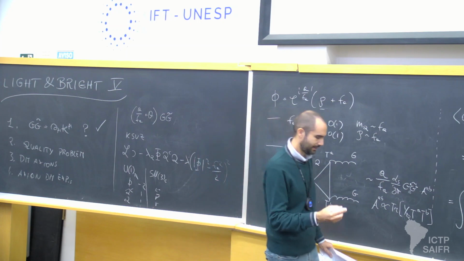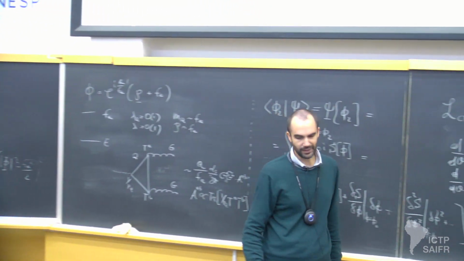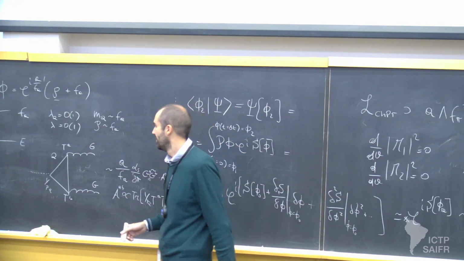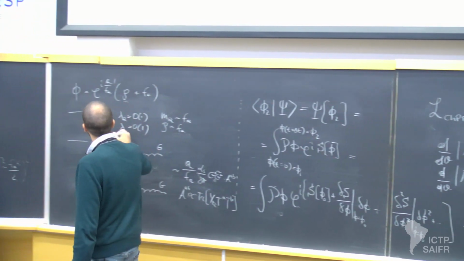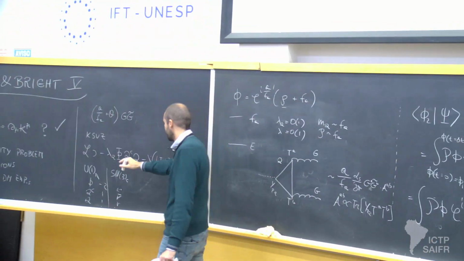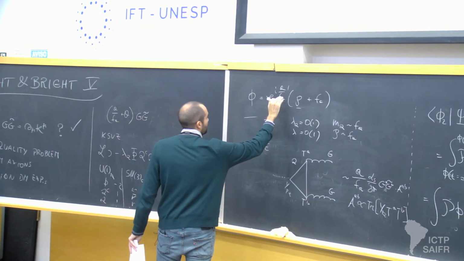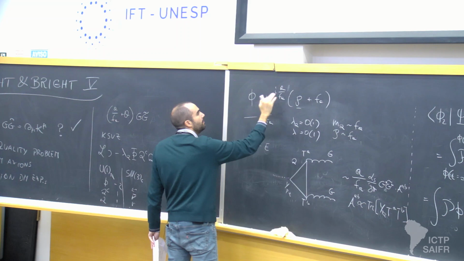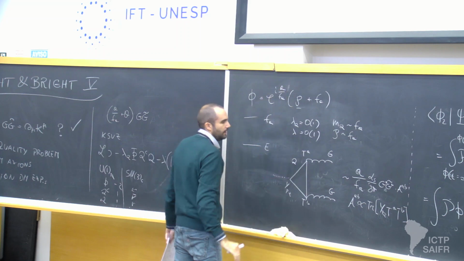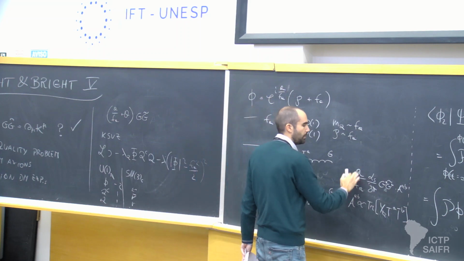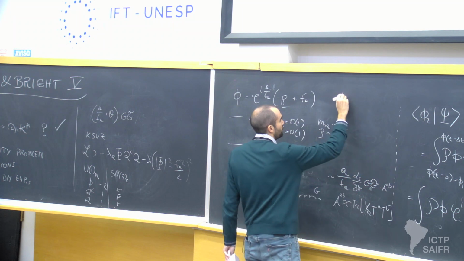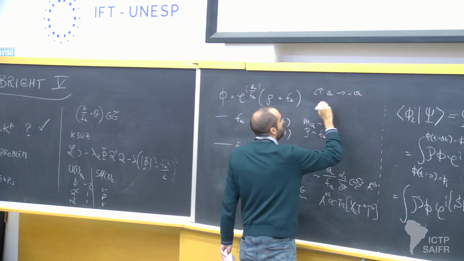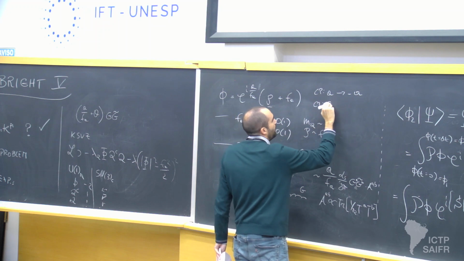Well, this is the result of the calculation. You could have guessed it from CP invariance. If you assume that all couplings are real, then if phi was CP even, the scalar is CP odd. And so the only CP conserving term that you can write at low energy is this one, because under CP, both A and G G-dual go to minus themselves.